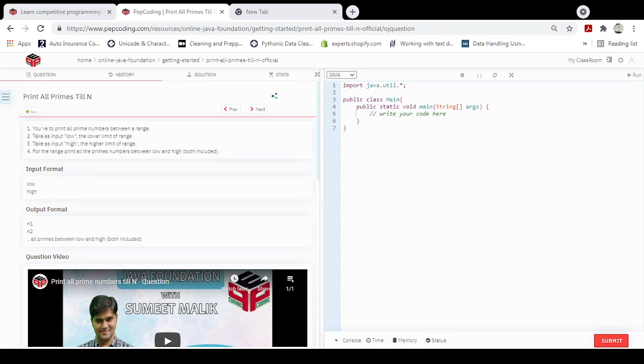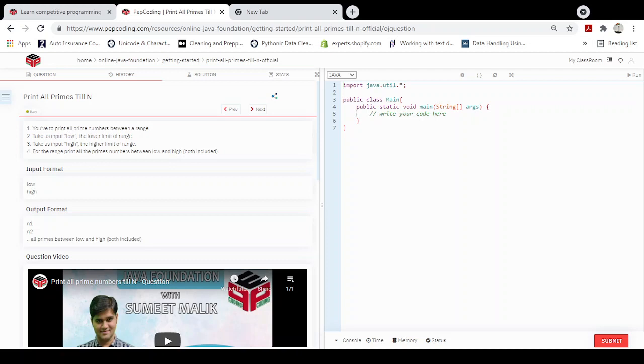Hi guys, welcome again to a new question, that is printing all primes till n. Now let us understand what the question wants. In the question it is written you have to print all prime numbers between a range. That means, for example, from 5 till 50.